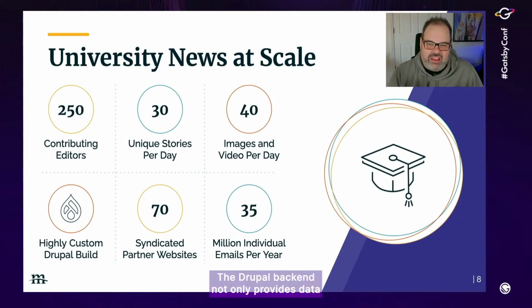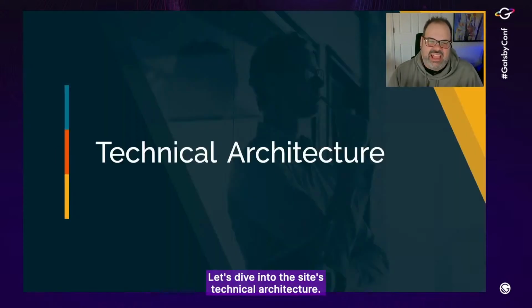The Drupal backend not only provides data via APIs for Gatsby, but also provides and serves more than 70 related campuses and websites. Drupal also drives multiple email newsletters to campus constituents. With 65,000 stories and over 111,000 images, the scale of the site is vast. Let's dive into the site's technical architecture.